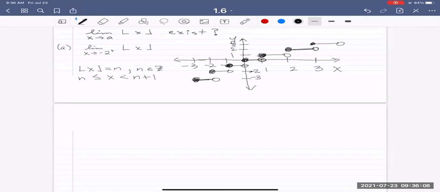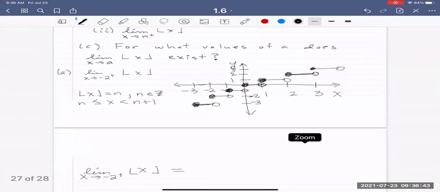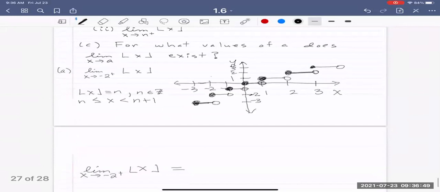Okay, so let's find the limit here as x approaches -2 from the right. So I'll just look at the picture. So I'm approaching here -2. So I'm approaching the -2 here.